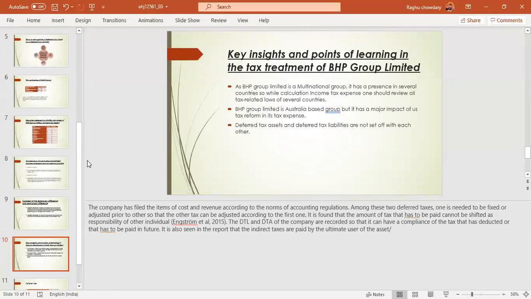BHP Group is an Australian-centered company, and it has been hugely impacted by the US tax reforms. Also, we can see that the deferred tax assets and deferred tax liabilities are not set off against each other.